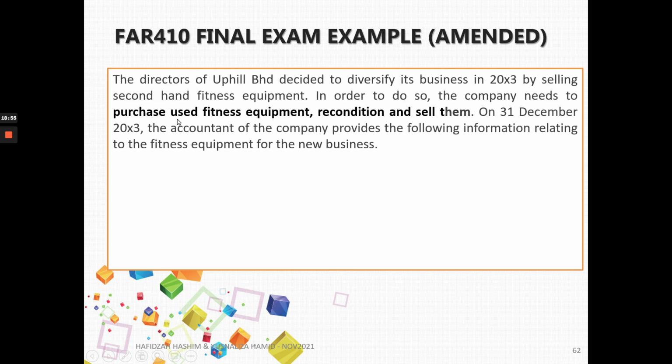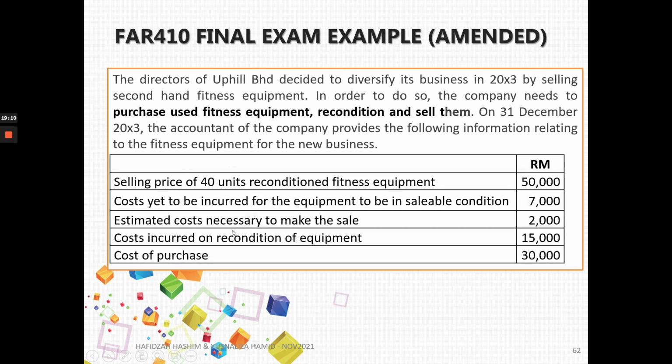So you can look at the question which involves the purchase of fitness equipment, which was purchased, reconditioned, and later sold off. You have the information related to the fitness equipment, and the question will need you again to do the valuation of inventory. Of course, you need to find out what the costs are. You can do it yourself, I'm just briefing this. And what is also the net realizable value.